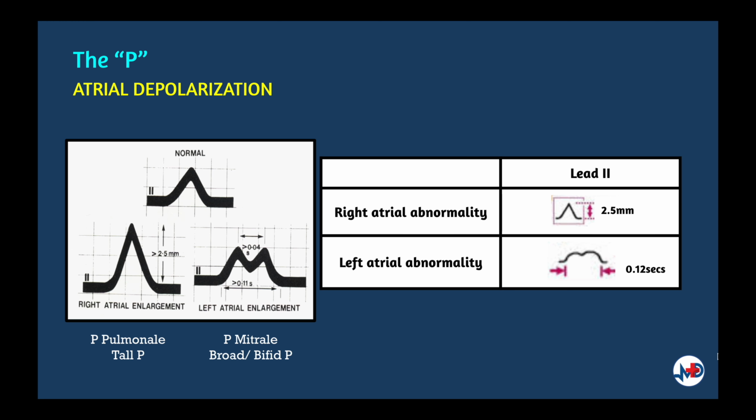So what is the significance of these two abnormalities? P pulmonale is seen in conditions where there is cor pulmonale or evidence of right atrial enlargement, and this can happen in atrial septal defect, cor pulmonale, pulmonary embolism, tricuspid and pulmonary valve pathologies, or pulmonary hypertension. P mitrale is seen in left atrial abnormalities such as mitral or aortic valve pathologies, especially mitral stenosis.